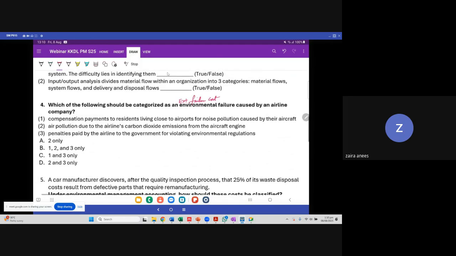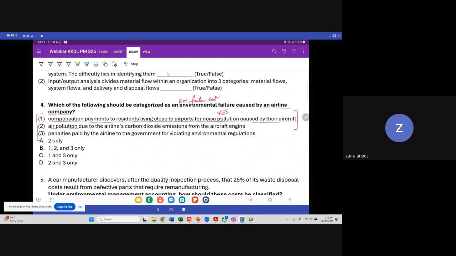Which one of the following belongs to external failure cost? These are three costs, right? Which of the following should be categorized as an external environmental failure caused by an airline company? Compensation payments to residents living close to airports for noise pollution caused by their aircraft. Is this external failure cost? Yes, because you have damaged the environment, now you are trying to control the damages, right?